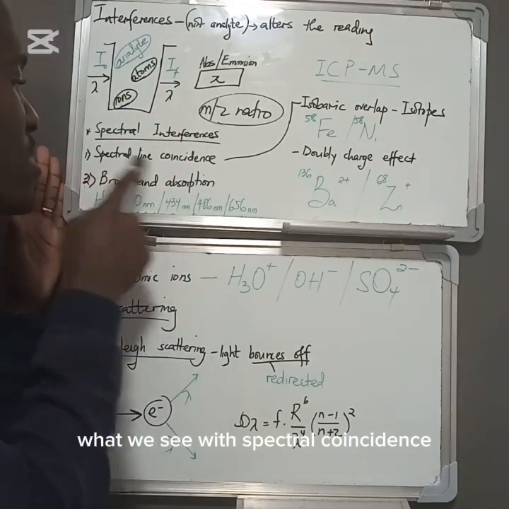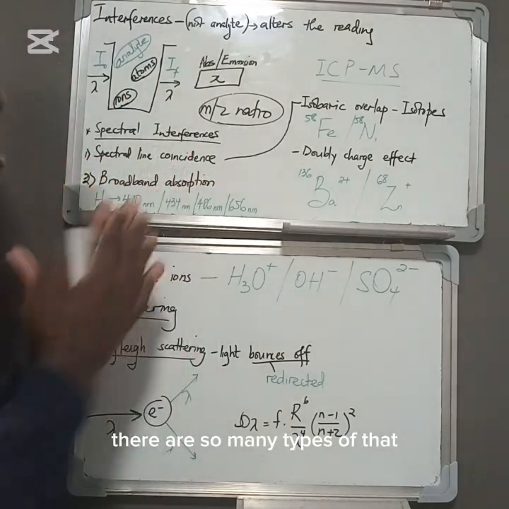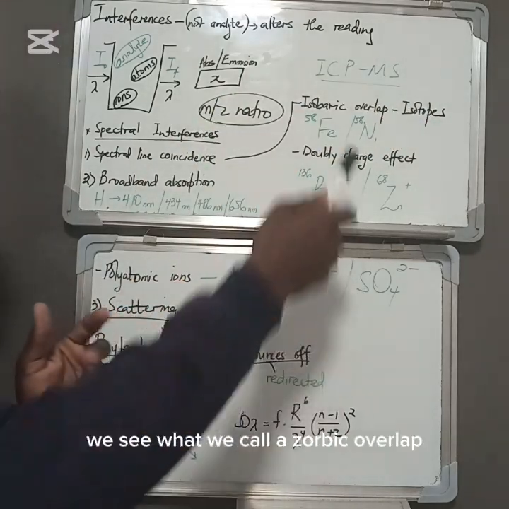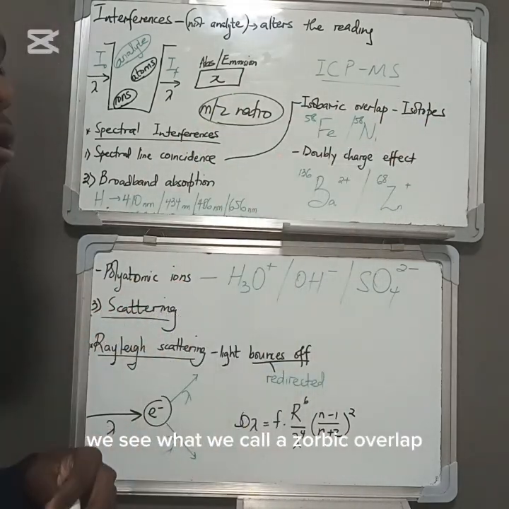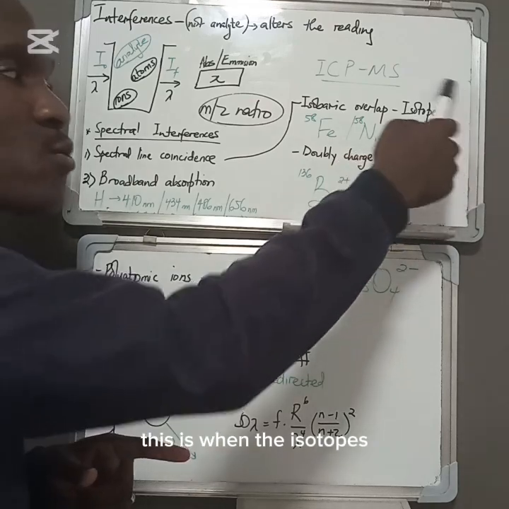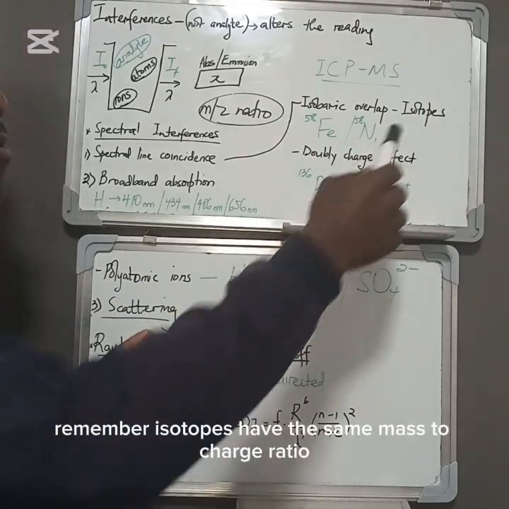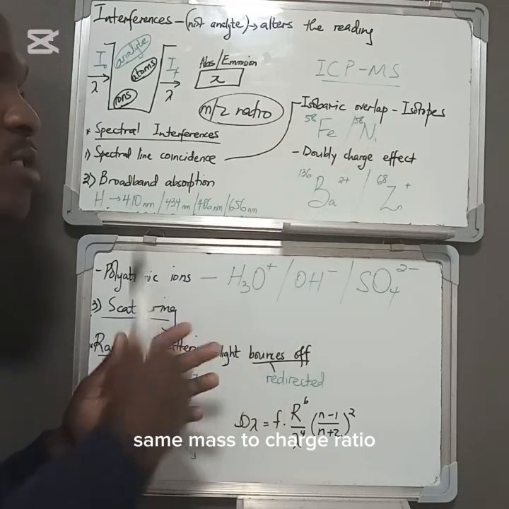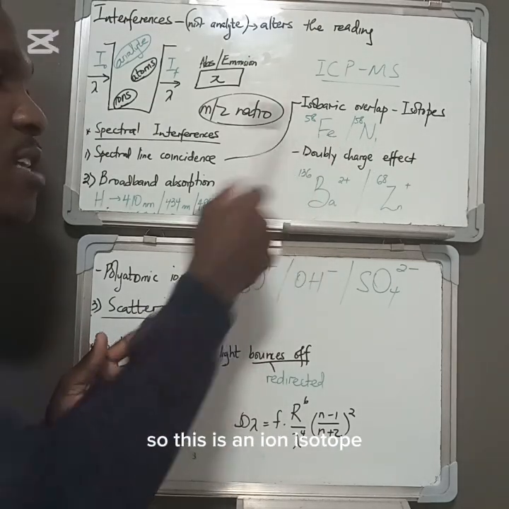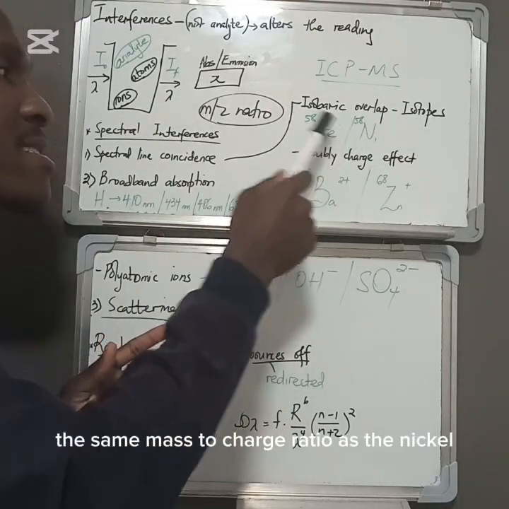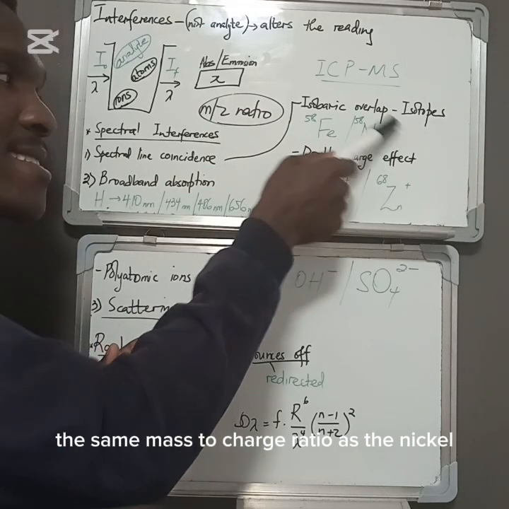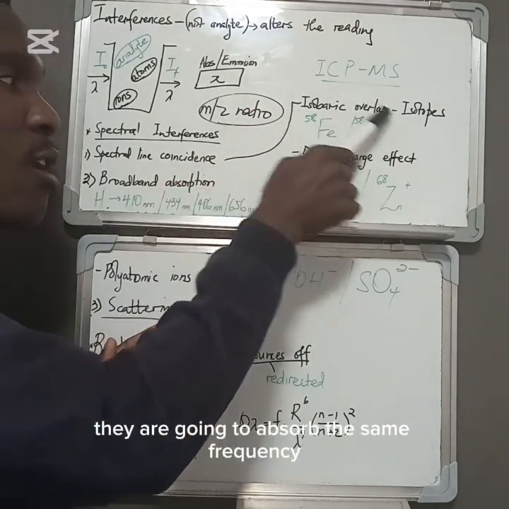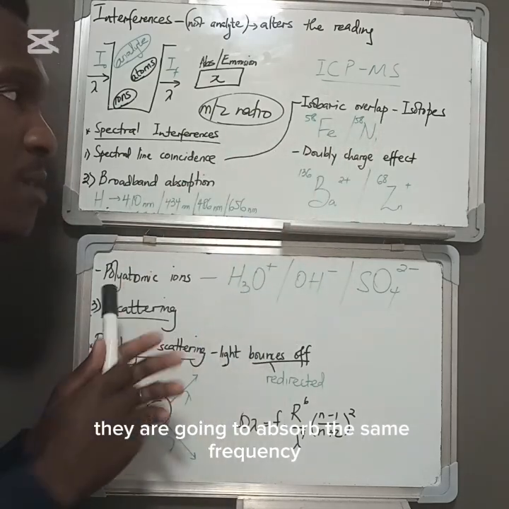What we see with spectral coincidence, there are so many types of that. In ICP mass spectroscopy, we see what we call isobaric overlap. This is when the isotopes, remember isotopes have the same mass to charge ratio, so this is an ion isotope that matches the same mass to charge ratio as the nickel. Because they share a mass to charge ratio, they are going to absorb the same frequency.